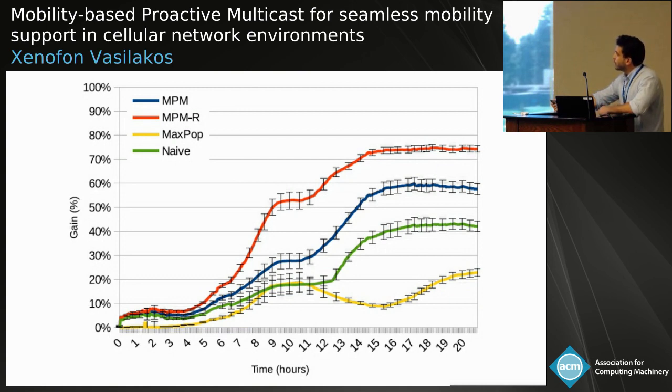And the reason why our basic model is actually not as good as the one with the replacements, the extended model, is again because of the same thing. When you adopt replacements, you actually achieve to have always in the list of proactively multicast objects the objects which are expected to have the highest gain.